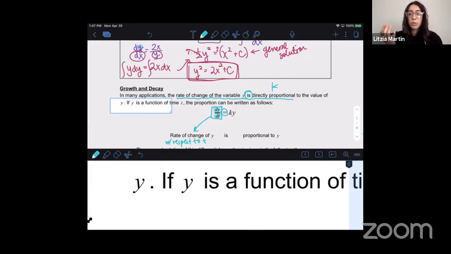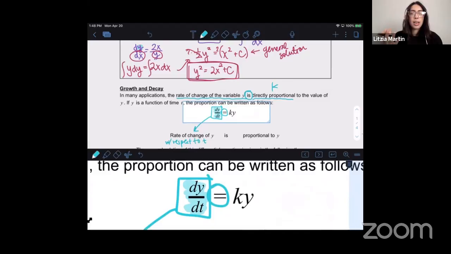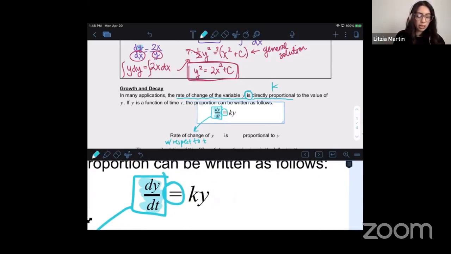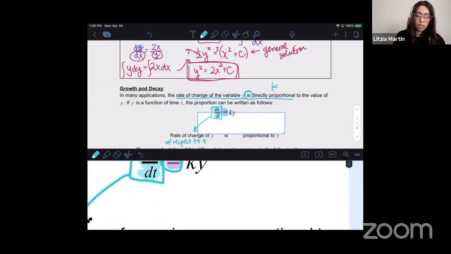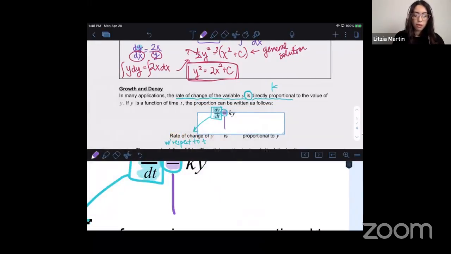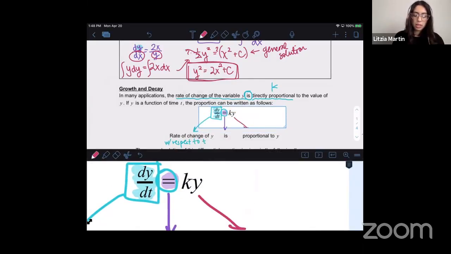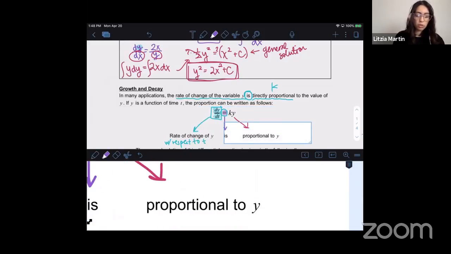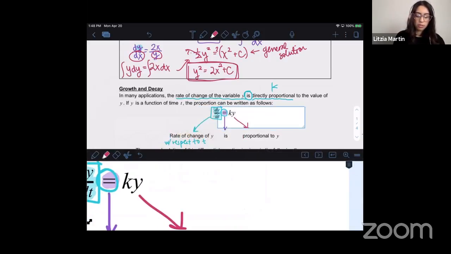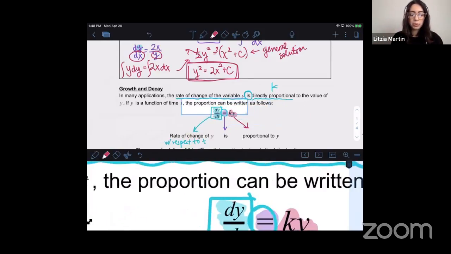So remember, we don't know what y is, but at this point we have a rate of change, and this rate of change is directly proportional to the value of y, whatever that is. And so you can see the breakdown here. This equal sign represents the "is" for our phrase, and then we have k times y. That's what we use when it is proportional. Directly proportional, same kind of phrasing.